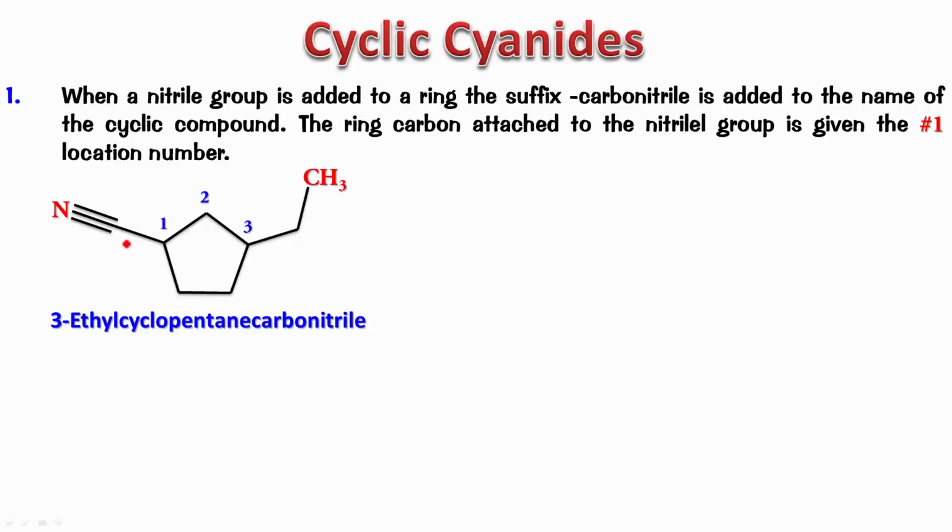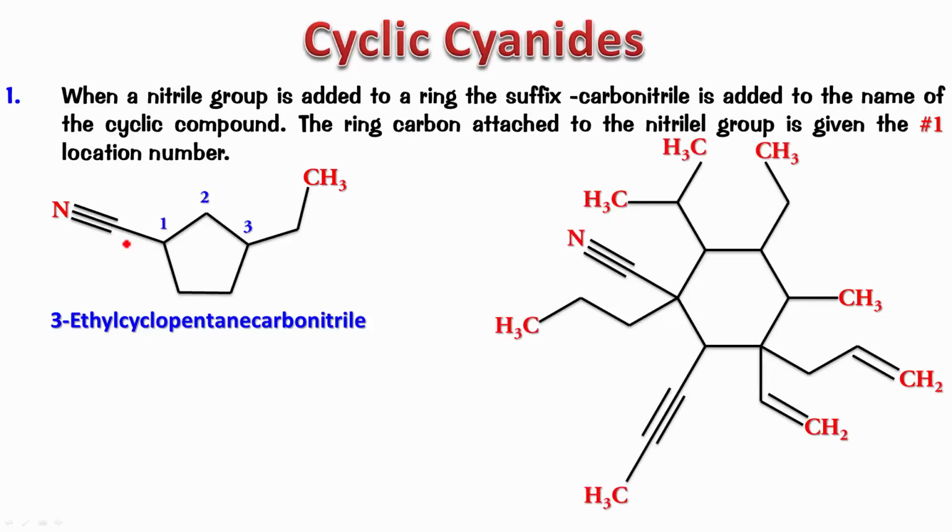And let's try one of them, which is pretty complicated. The parent, as you can see, is a 6-membered ring, cyclohexane carbonitrile. And let's understand how to give the position numbers. Now, if I were to go anti-clockwise, I'm going to give 1, 2, 3, 4, 5, 6. And I've got 2 people sitting at 3. So the position numbers are 1, 2, 3, 3, 4, 5, 6.